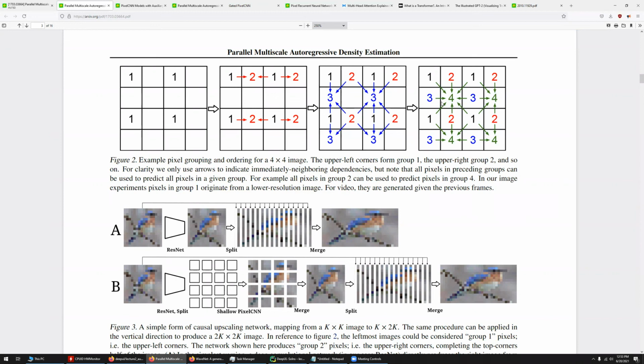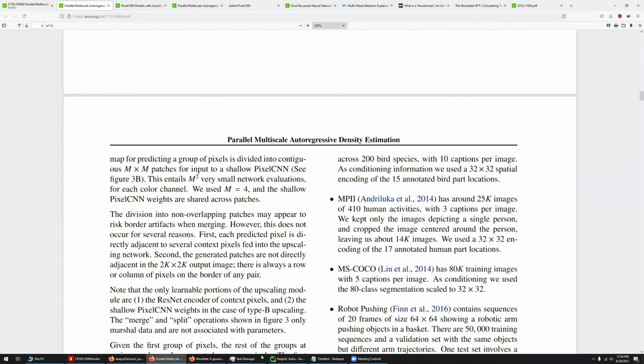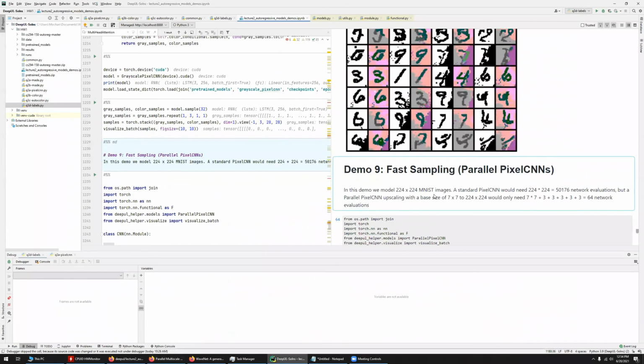So maybe the hierarchy is something else. This is the parallel multi-scale, where you have different scales of things. So you can split it and merge it back, and so this block is not dependent on this set of pixels, like maybe this, but I don't know how you chop it up or do things like that. So those are extra credit ones and also part of the demo.